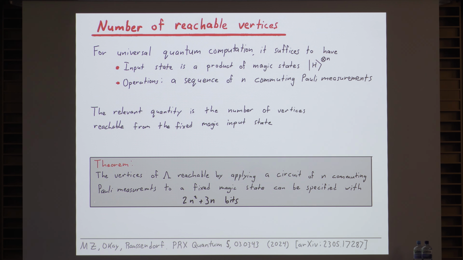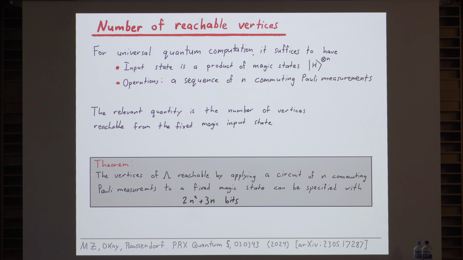You don't need arbitrary sequences of Clifford Gates and Pauli measurements. For universal quantum computation, it suffices to just have an input state that looks like a product of single qubit magic states, and then a sequence of n commuting Pauli measurements on this magic state. You don't need all these other things. And if you're starting from here, the relevant number is not the total number of vertices. It's just the ones you can reach by applying a circuit that looks like this to this fixed magic state. And that number is pretty small.